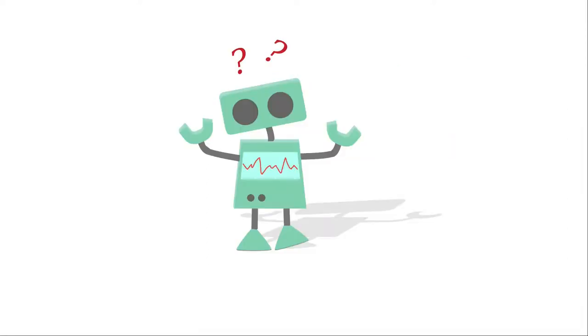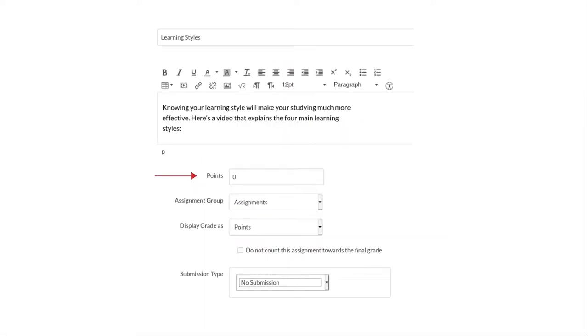Okay, you might be thinking, but is it really that big of a difference? Why not make everything an assignment? First, when you create a Canvas assignment, you have to set a number of points. Students will get confused if they see assignments that are worth 0 points, and they might even skip over them.